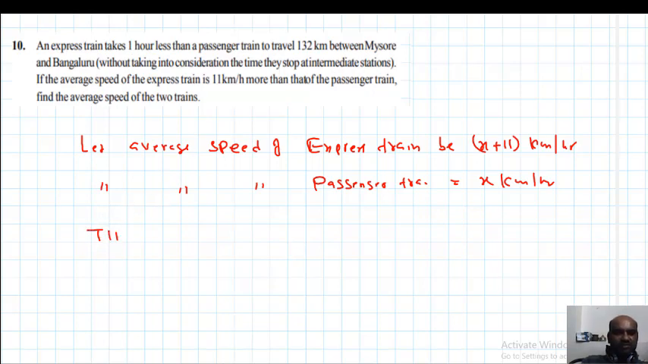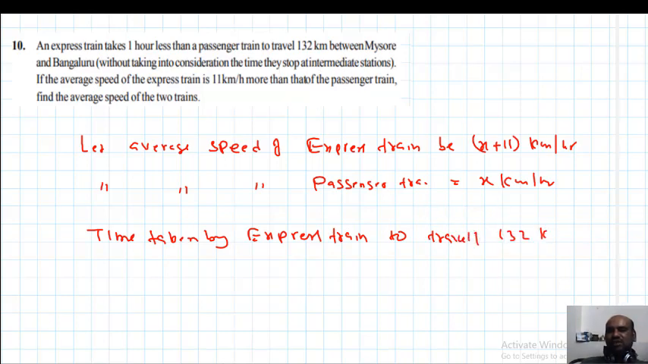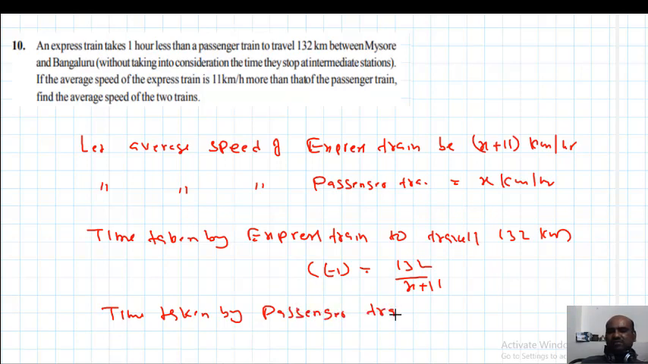Time taken by the express train to travel 132 km, in bracket t1, equal to distance by its speed, 132 by x plus 11. So time taken by the passenger train to travel the same distance 132 km, in bracket t2, equal to 132 by x.